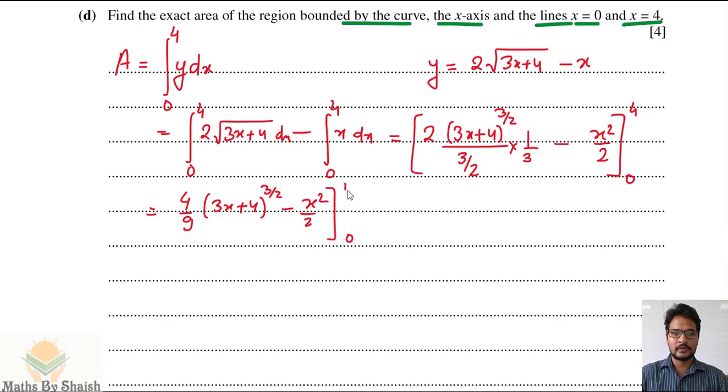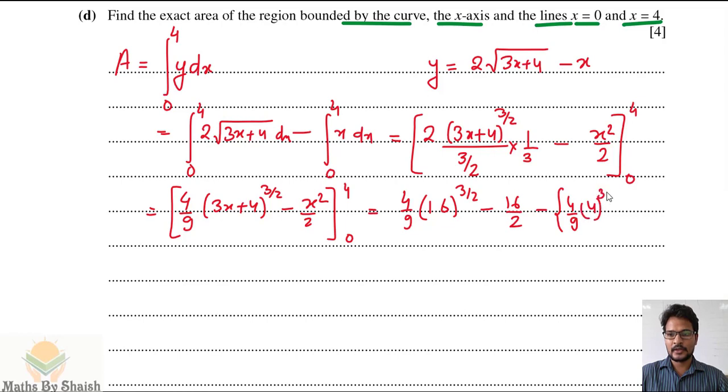Now we can put in the limits because it's in the simplest form now. So it is 4 by 9, 4 threes are 12 plus 4, 16 to the power 3 by 2, minus 4 squared, that is 16 by 2, minus the lower limit which is 0. So 4 upon 9 times 0 plus 4, 4 to the power 3 by 2, minus 0 squared, that is 0. So we will simplify it. 4 by 9, and here 16 square root is 4, 4 cubed is 64, minus 16 by 2, that is 8, and 4 square root is 2, 2 cubed is 8, 8 fours are 32, so it is 32 over 9. And then we will simplify this.